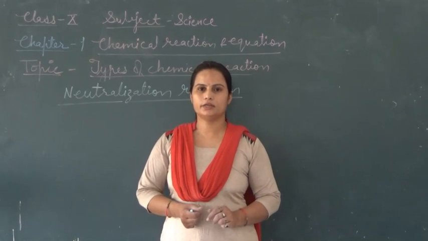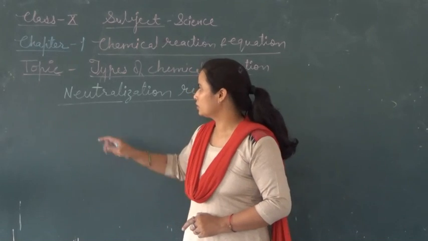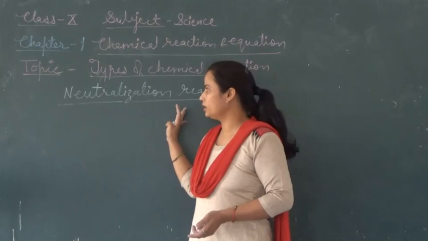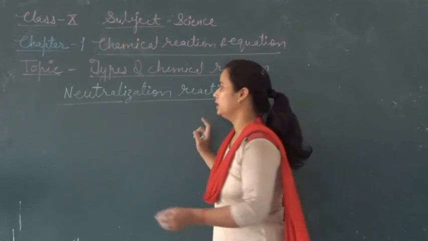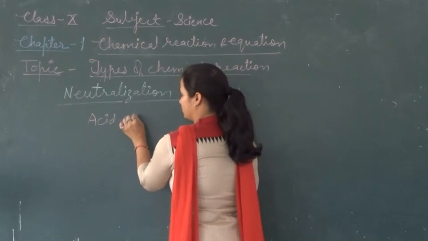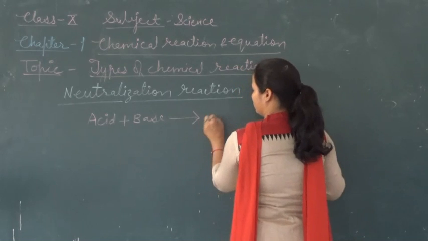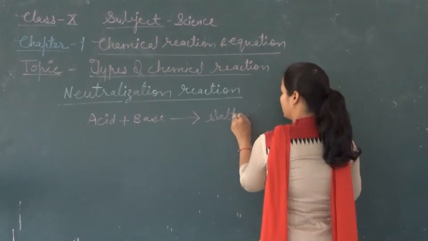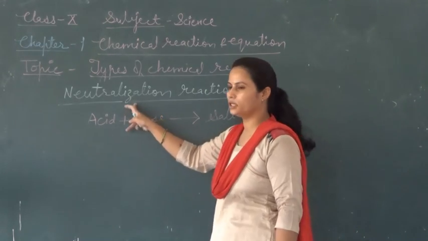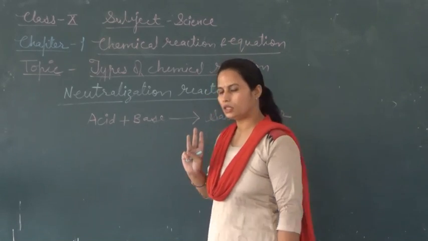Hello students, as I told you, there are different types of chemical reactions. Today I am starting neutralization reaction. I told you the definition of neutralization reaction: a type of reaction in which an acid and a base react and form salt and water. This type of reaction is called the neutralization reaction. The neutralization reaction has three types.